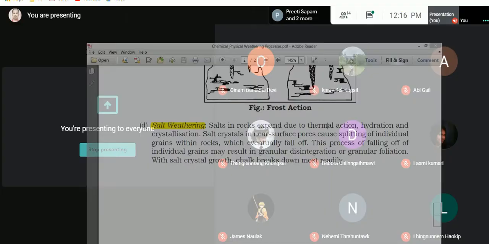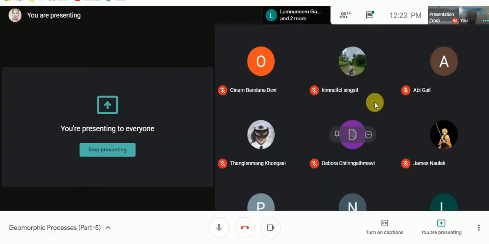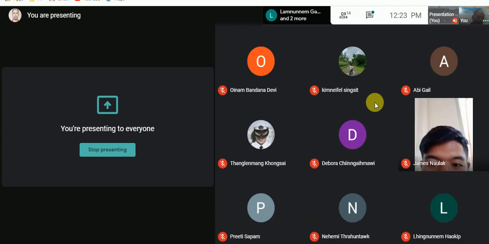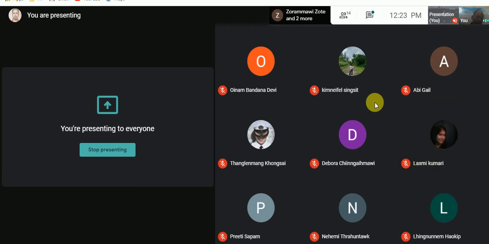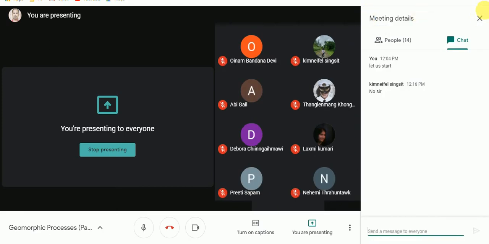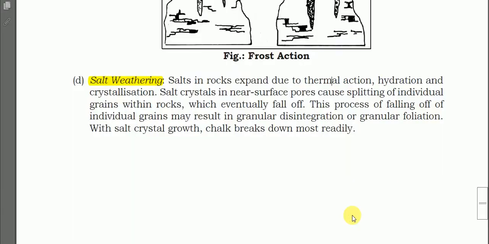So any question regarding these physical weathering processes? Do you have any question regarding physical weathering processes? If you don't have, then let me continue.